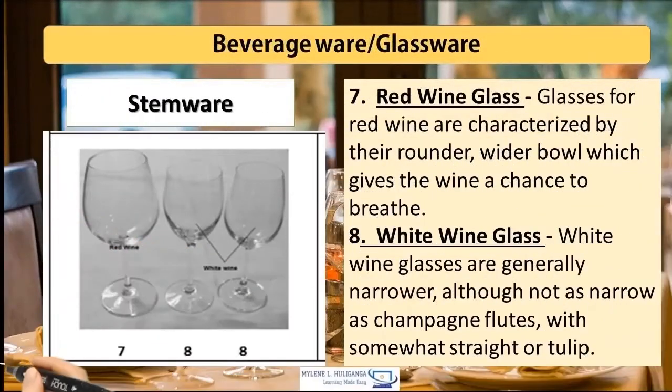Number 7 is the red wine glass. Glasses for red wine are characterized by their rounder, wider bowl which gives the wine a chance to breathe. Number 8 is the white wine glass. White wine glasses are generally narrower, although not as narrow as champagne flutes, with somewhat straighter tulip shapes.